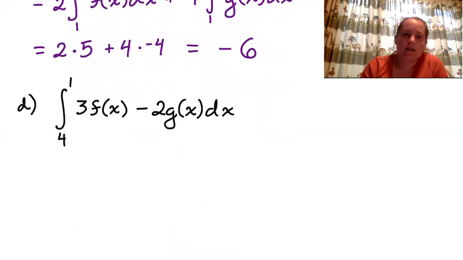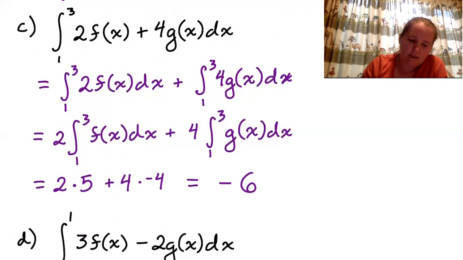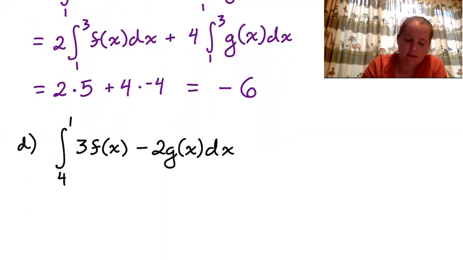And then last up, we want to take the integral from 4 to 1 of 3 times f of x minus 2 times g of x dx. I forgot to put this in brackets. Technically, both of these should have been in brackets. The dx multiplies the entire thing.